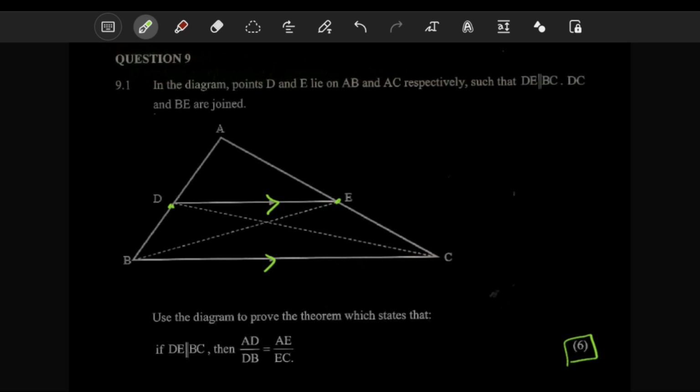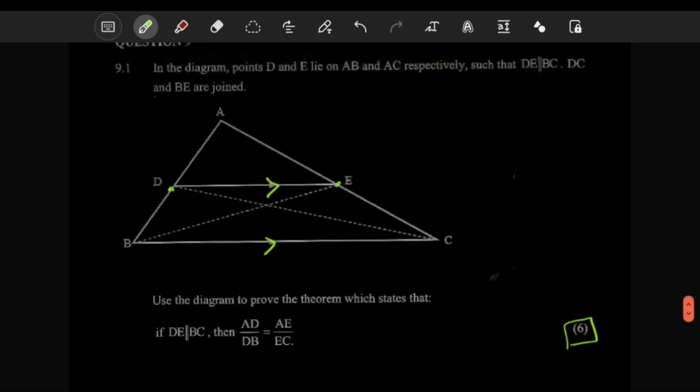BC. That's good. And then they said here DC and BE are joined. Yeah, so these are important, these dotted lines here. If they were not there, we would need to put them on our own for these proofs. Here they say use the diagram to prove the theorem that states that AD over BD is equal to AE over EC. So that's what they want us to prove.